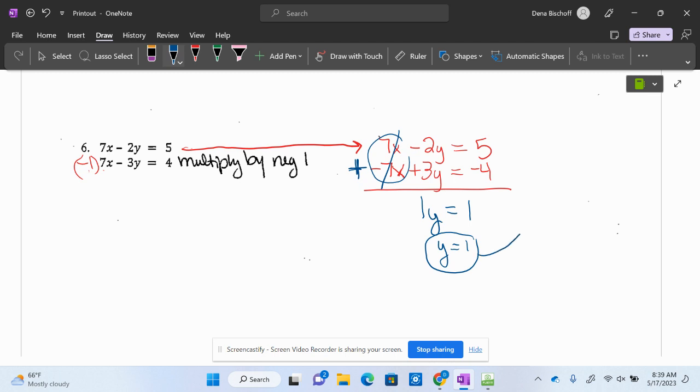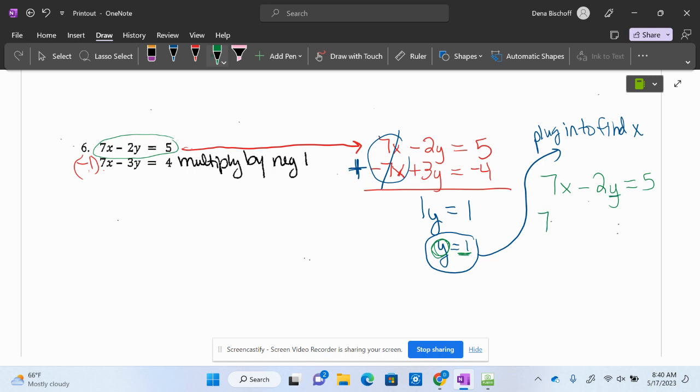So what am I going to do with that? Plug in to find x. So which one do you want to plug it into? The first one or the second one, guys and gals? Yeah, first one. So let's see. My first equation is 7x minus 2y equals 5. I'm replacing the y with the number 1.